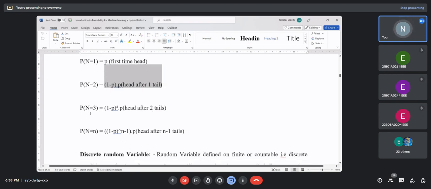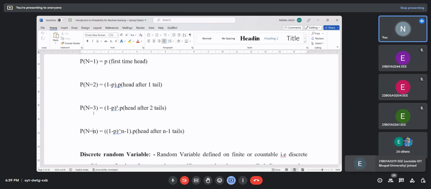Now if you toss three times, okay, now this is your function, and n equal to 3, this is your random variable. All right, that means you are tossing the coin three times, and in the first two cases you failed and tail appeared. So the probability of appearance of the tail is 1 minus p into 1 minus p. And then in the third attempt, you got head. So its probability is p. So 1 minus p into 1 minus p into p, that will obviously be 1 minus p square into p.